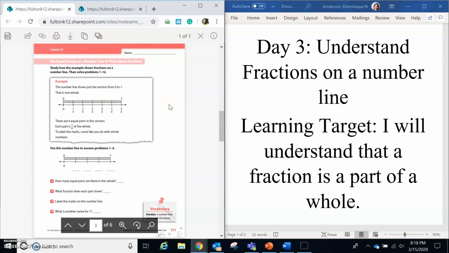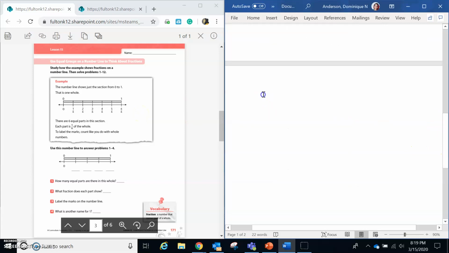And then we label the lines. Each part is 1/6 of the whole. So if I look here, this is 1/6 of this whole thing. 1/6, 1/6, 1/6, 1/6, and 1/6. To label the marks, count like you do with whole numbers. So I start at 0. I go 1/6, 2/6, 3/6, 4/6, 5/6, and then 6/6. So now, I'm going to move this down.